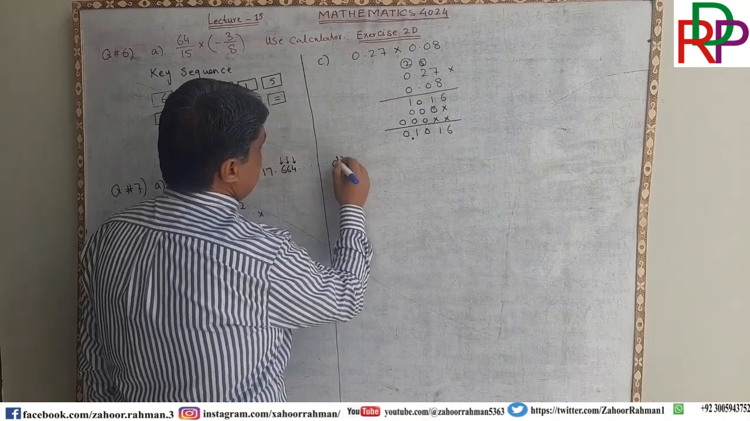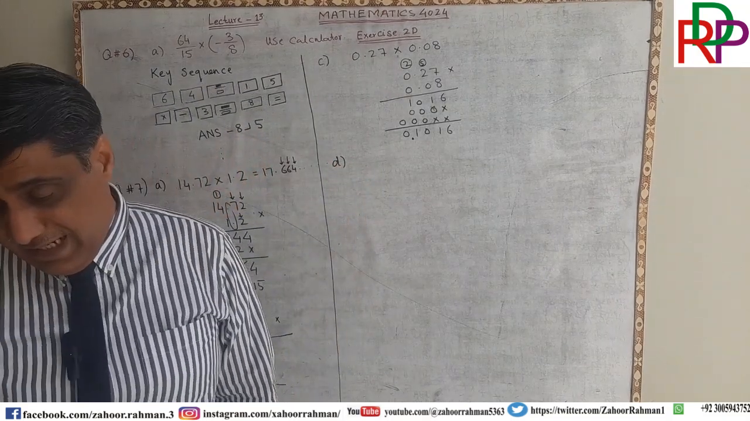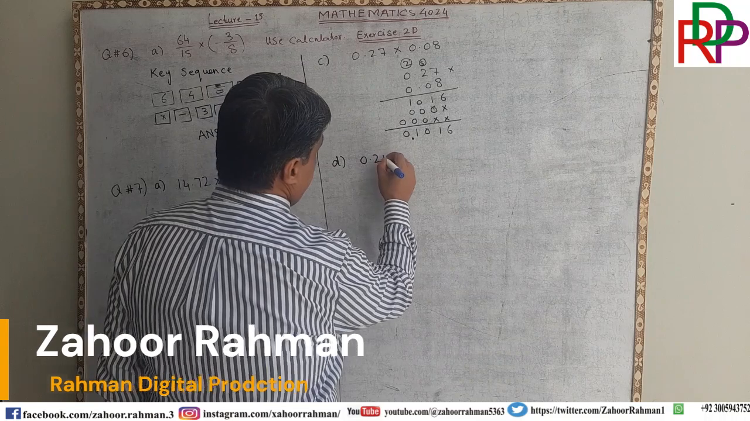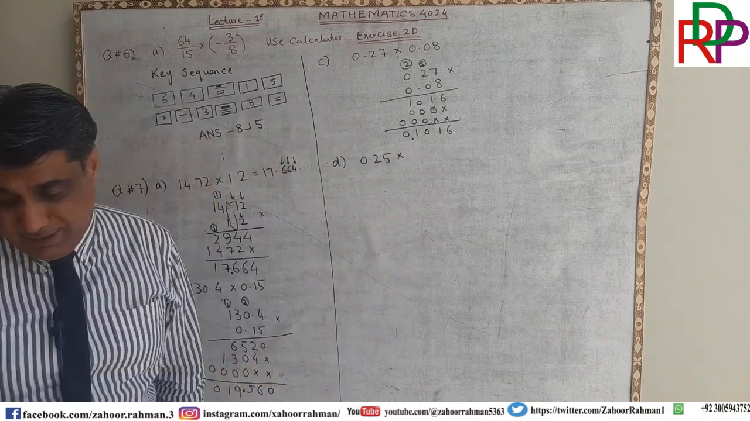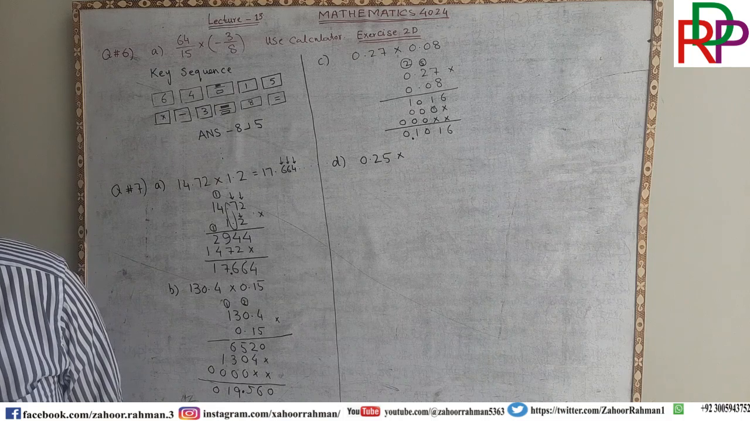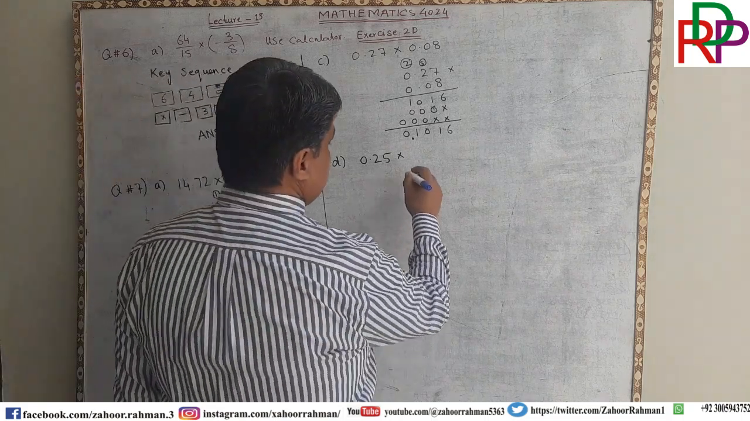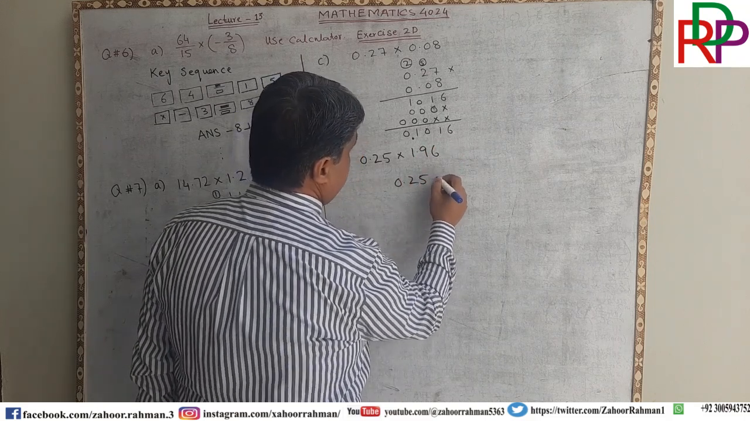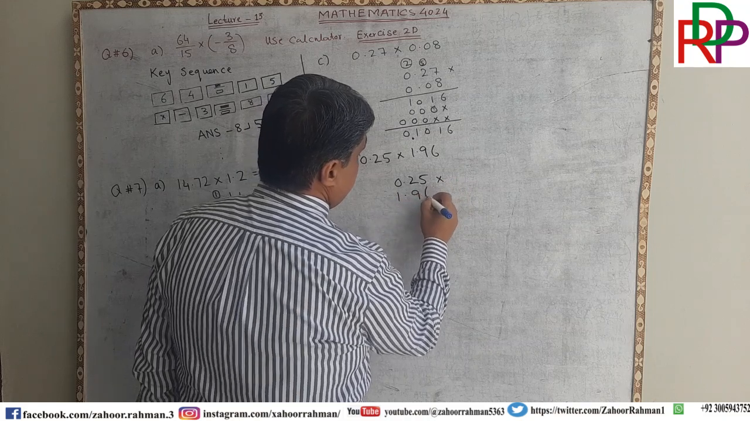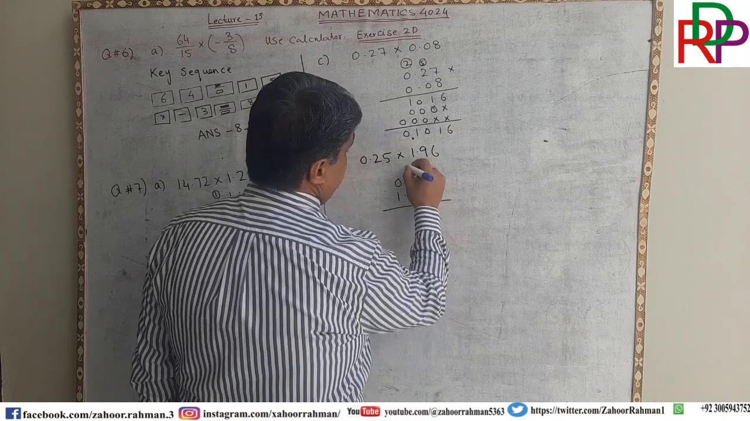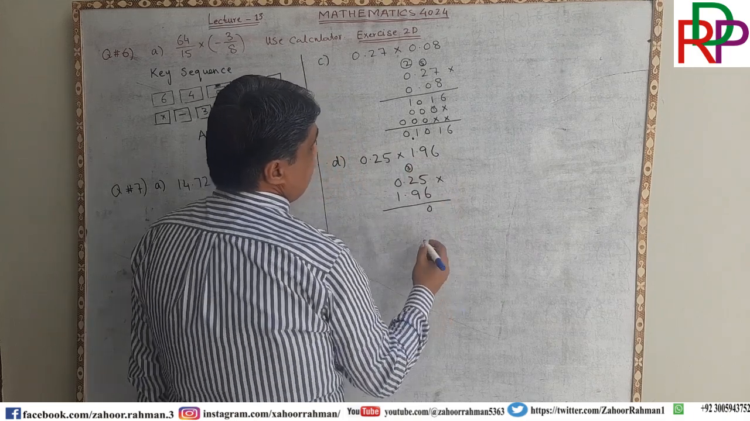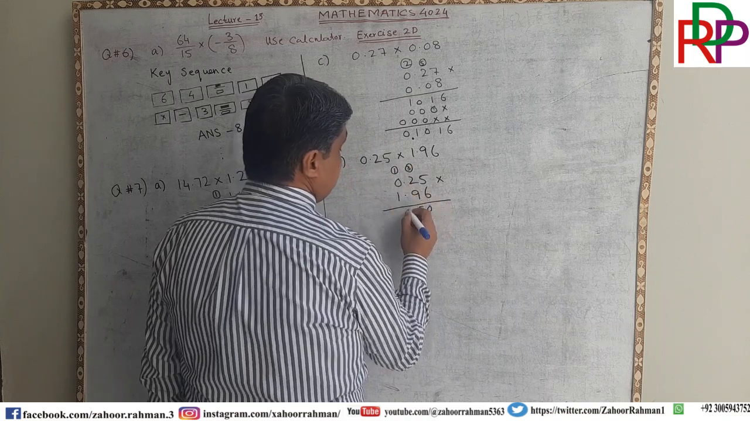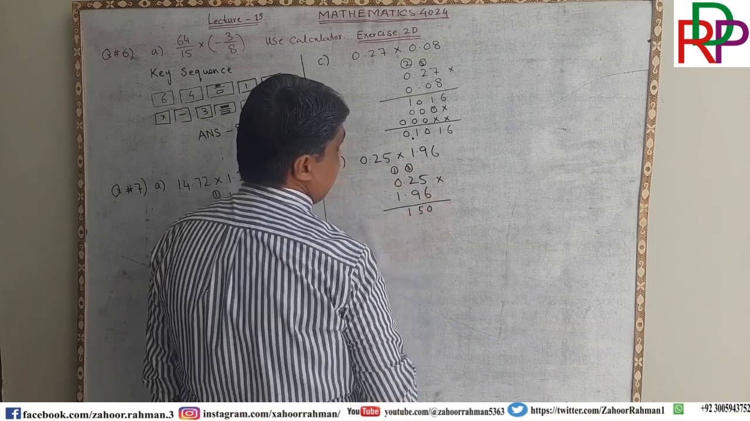Now let us do part D, and that is saying that 0.25 multiplied by 1.96. 1.96. 0.25 multiplied by 1.96. 6 5s are 30, 0 and 3 will be carried. 6 2s are 12 and 3 is 15, and 1 will be carried. 6 zeros are 0 and that will be 1.